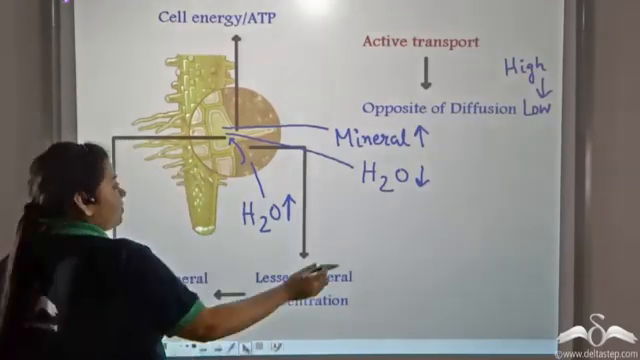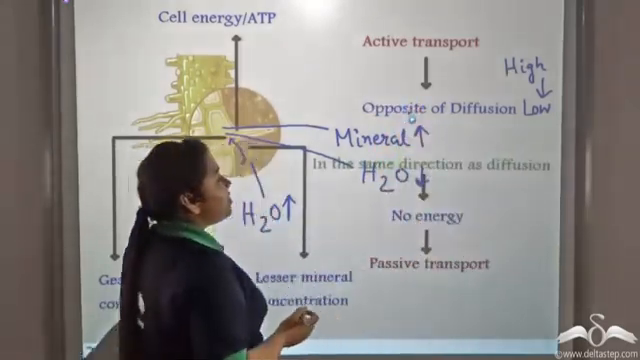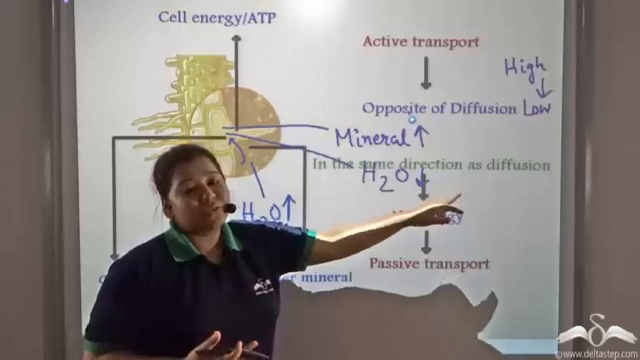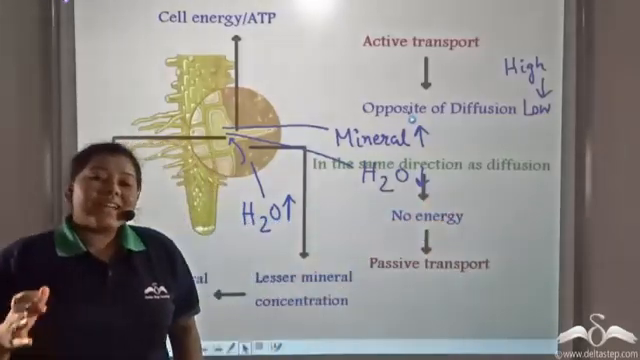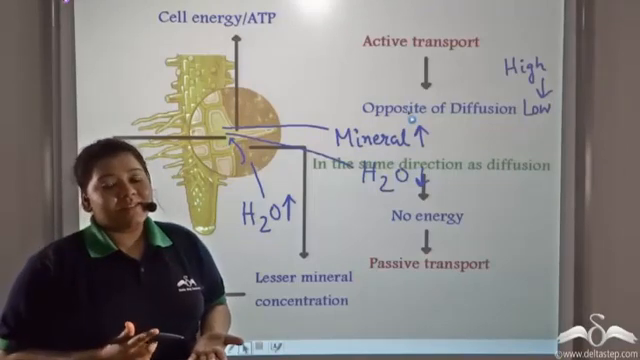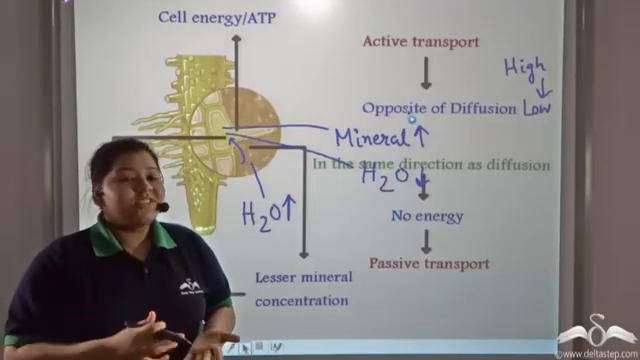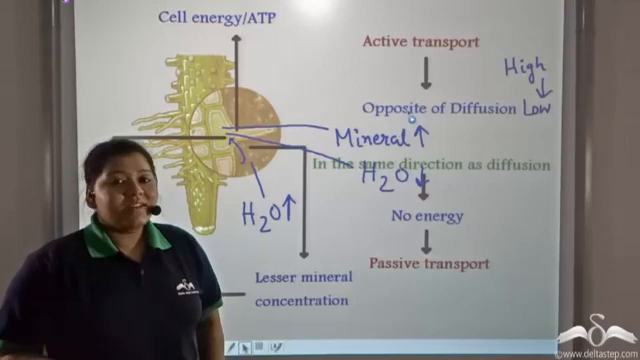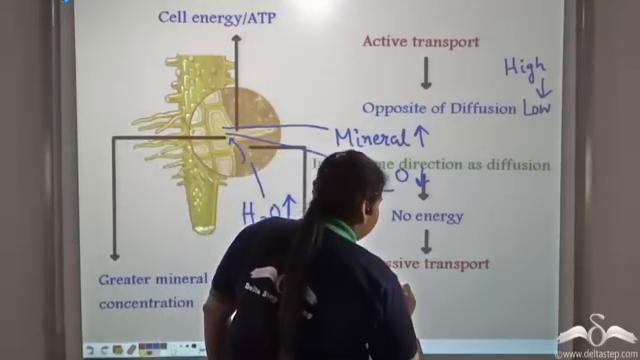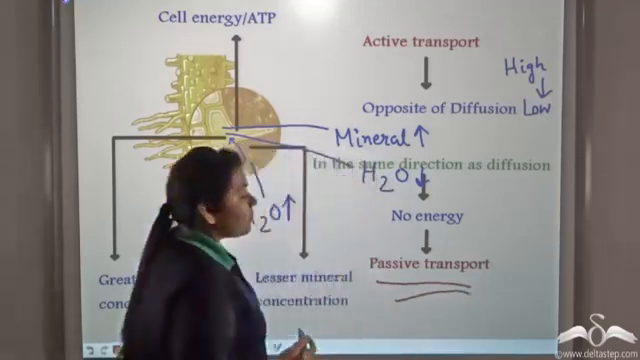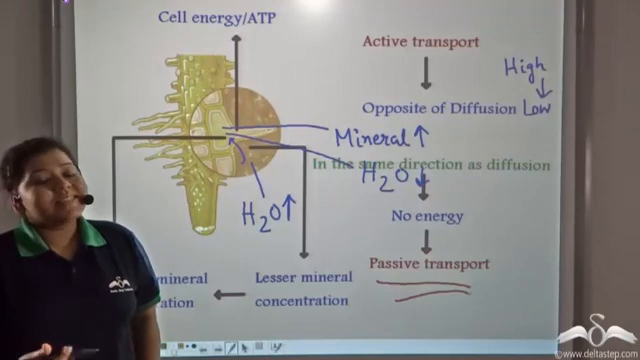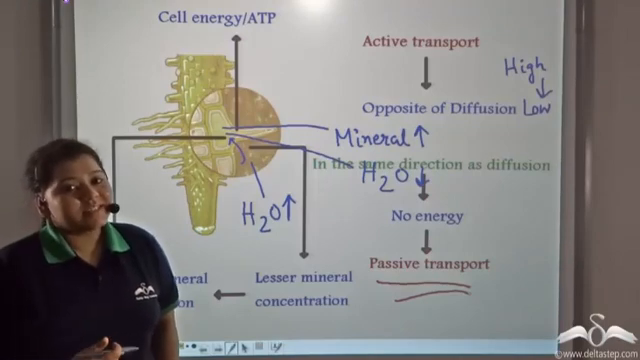Now, certain molecules travel in the same direction as diffusion. So that is from a high concentration area to a low concentration area. So for this passage, no energy is required, and this process is known as passive transport. So passive transport takes place in the same direction as diffusion.